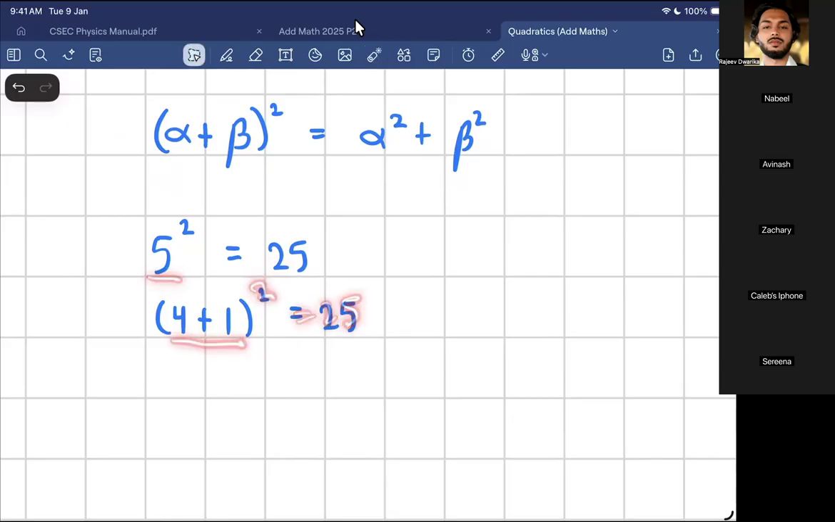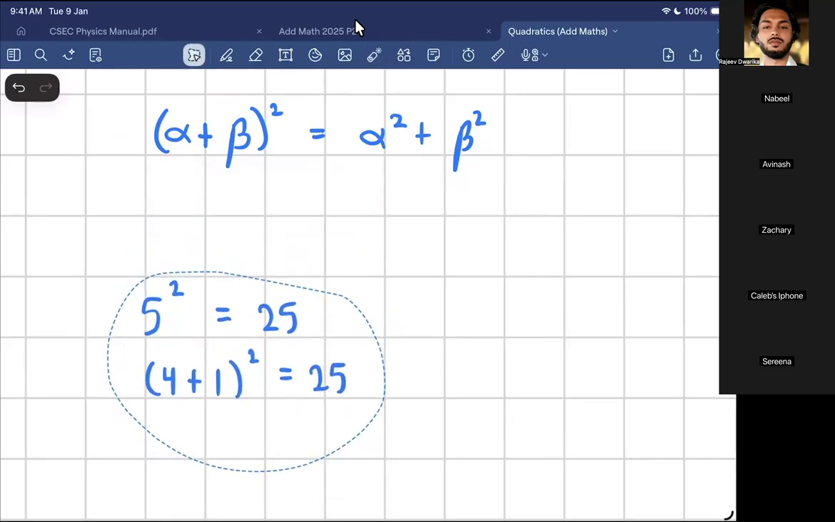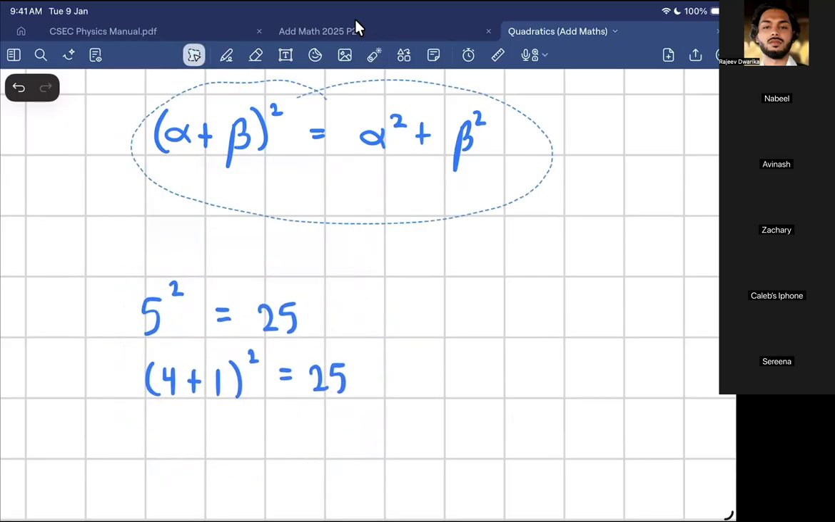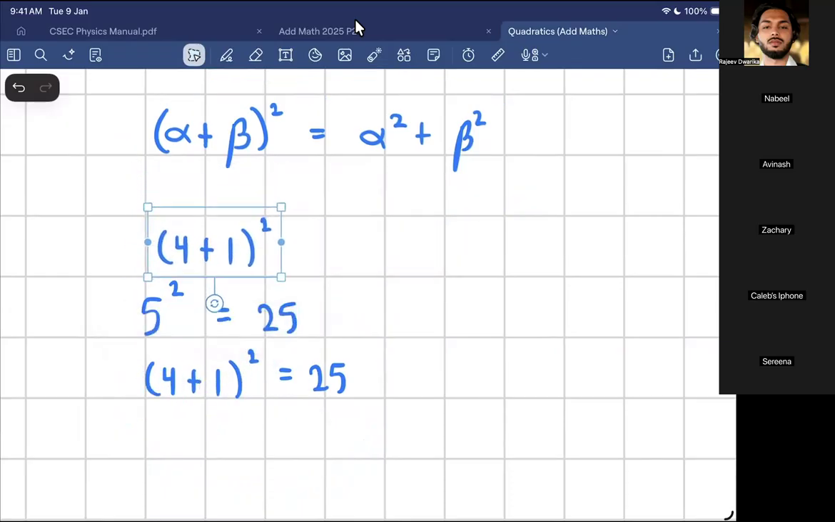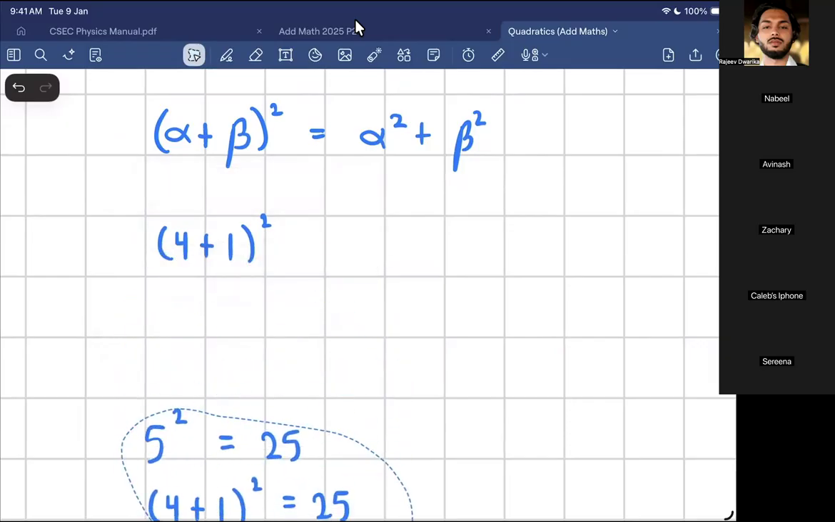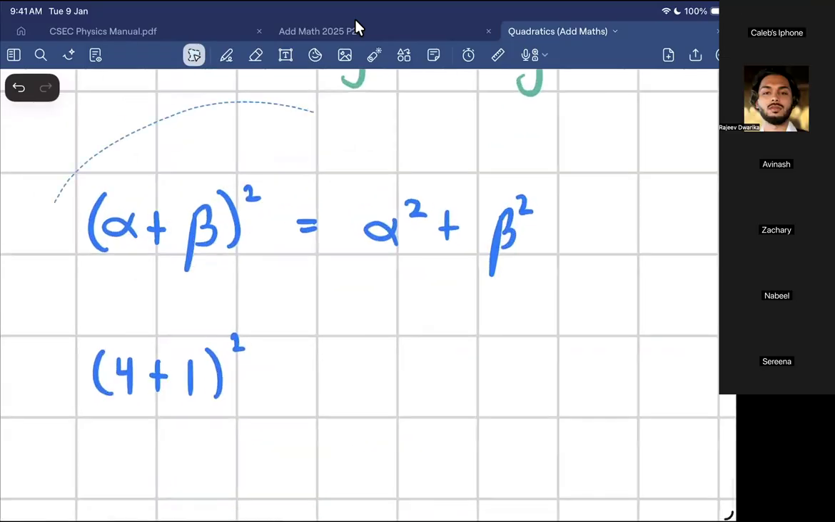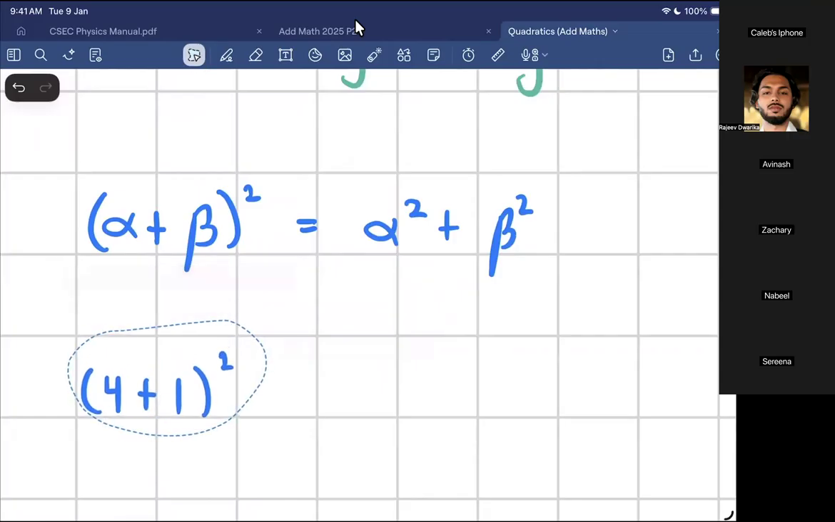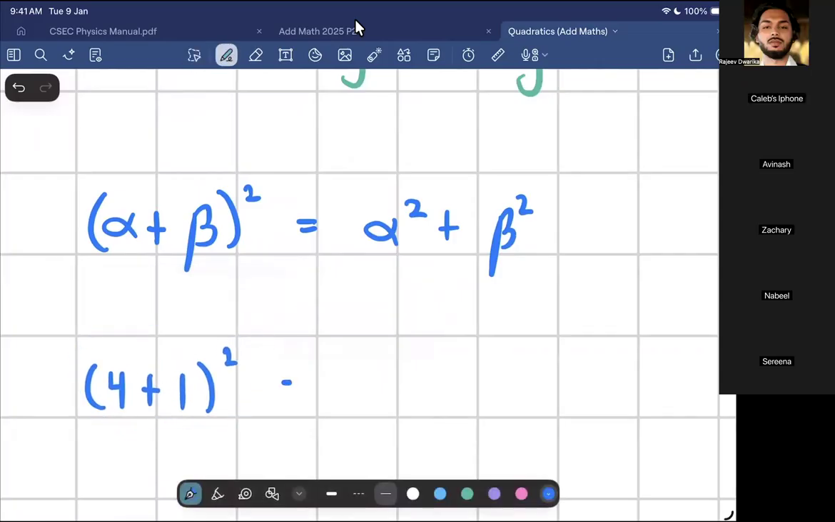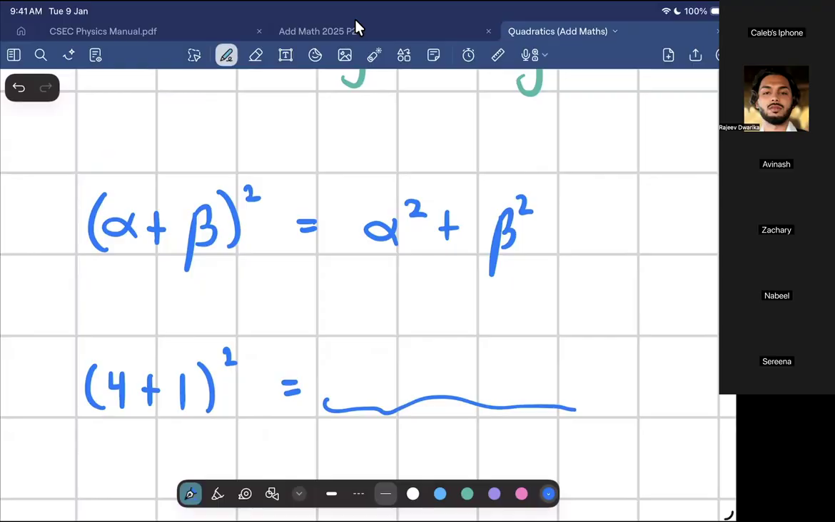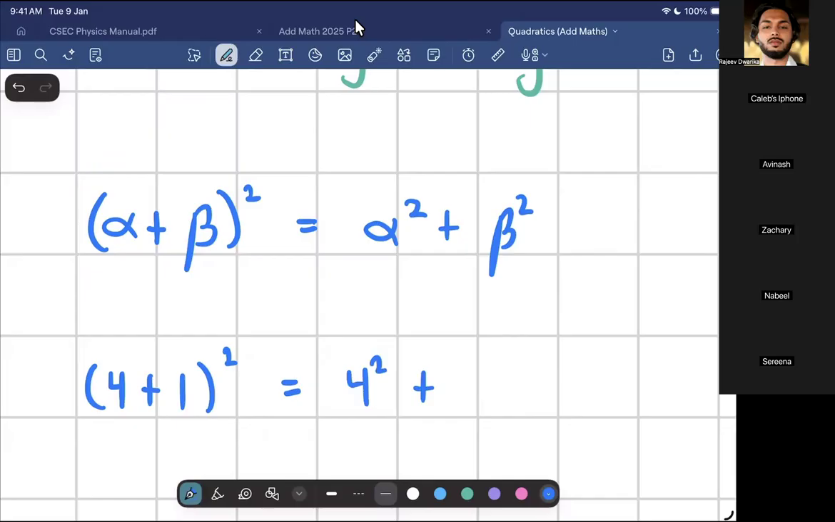Okay, but now use the logic you were using when you told me the answer was alpha squared plus beta squared. Let me show you what I mean. I want you to use the exact same logic you just told me, compare, and tell me: using the same logic from above, what should I write here? 4 squared plus 1 squared.